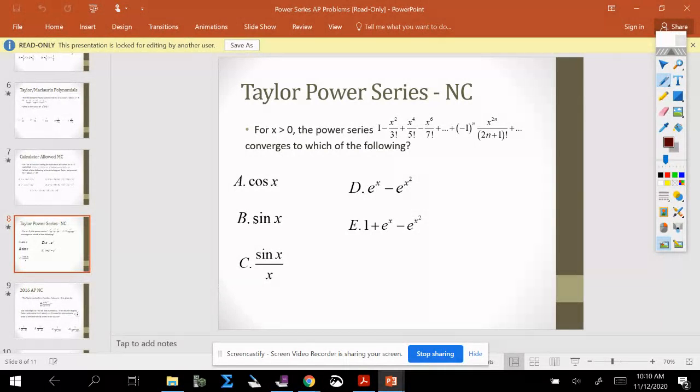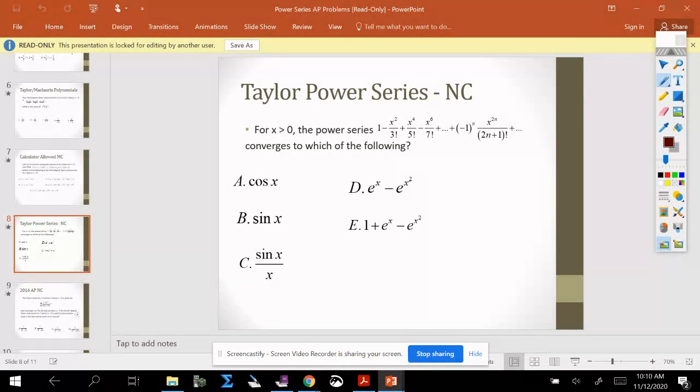So this is one that we also talked about today, and it gives us a power series. So you have 1 minus x squared over 3 factorial plus x to the 4th over 5 factorial and so on. And it wanted to know essentially what function does this represent? It says converges to what function? In other words, what function would this series be representing? Again, if you don't want to know my answer, pause it, try it on your own.